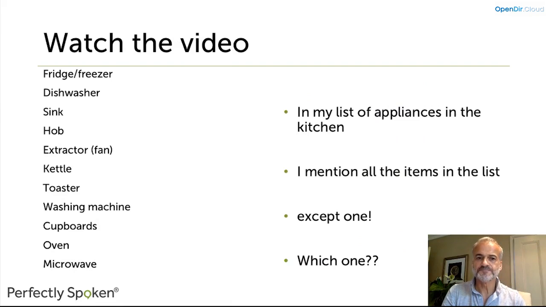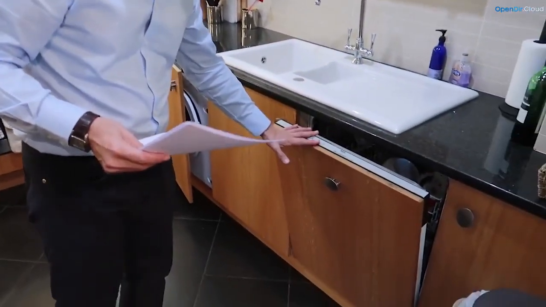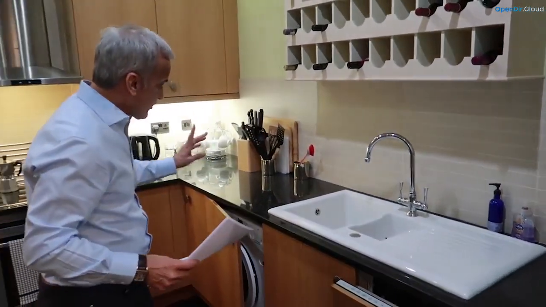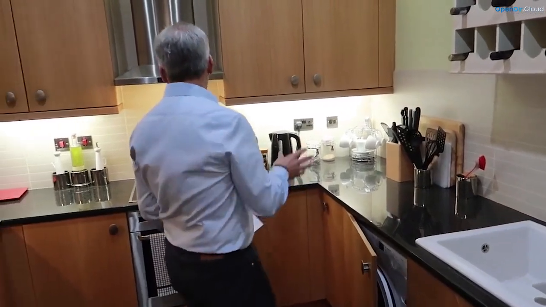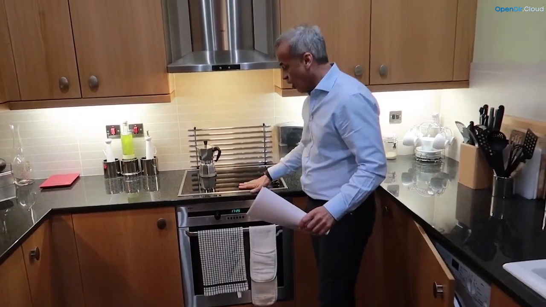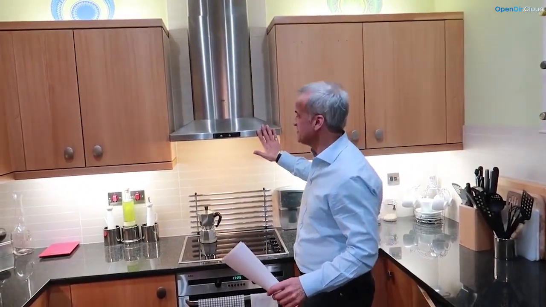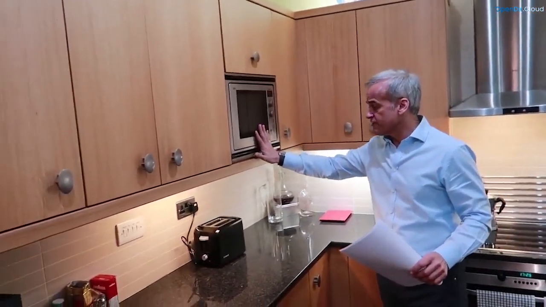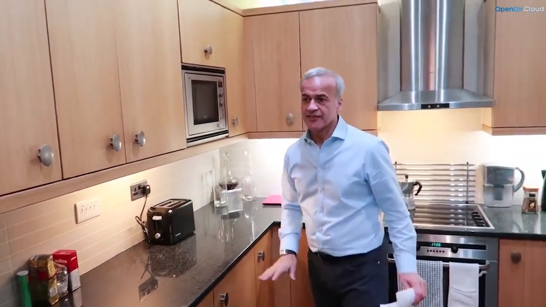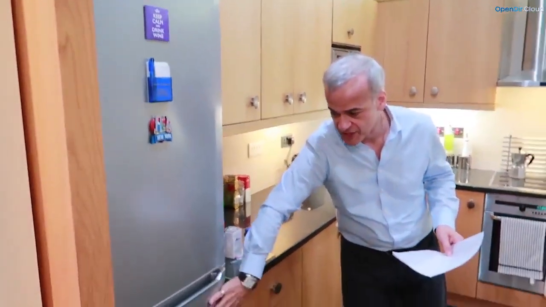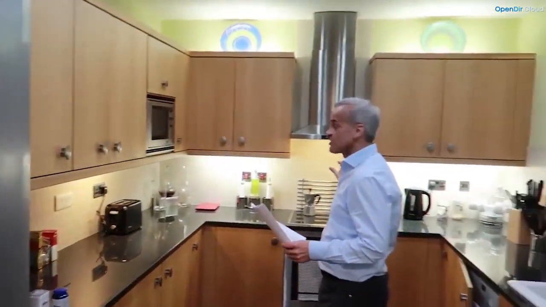Now, this time, again, watch the video and I talk about everything on the list but one. Which one don't I mention? So, there's a kitchen, there's a dishwasher, there's a new sink, there's a washing machine, there's an electric oven and a hob, and there's an extractor fan, there's a microwave oven, there's a toaster, there's a fridge, and there's a freezer, and there are a lot of cupboards.